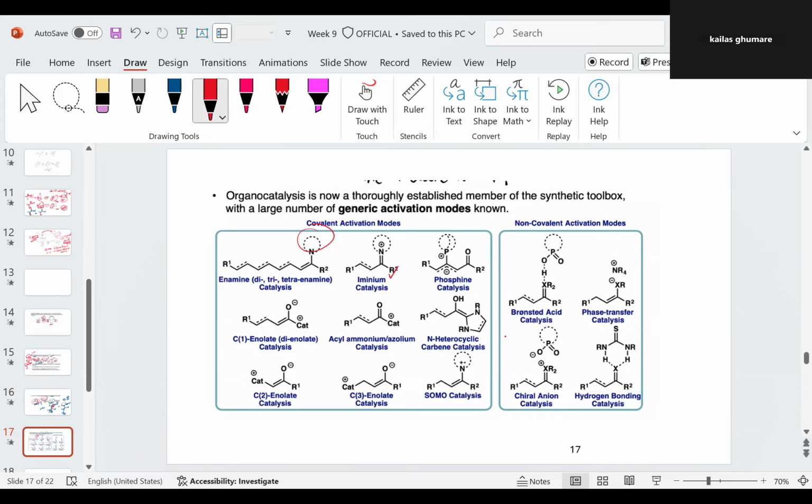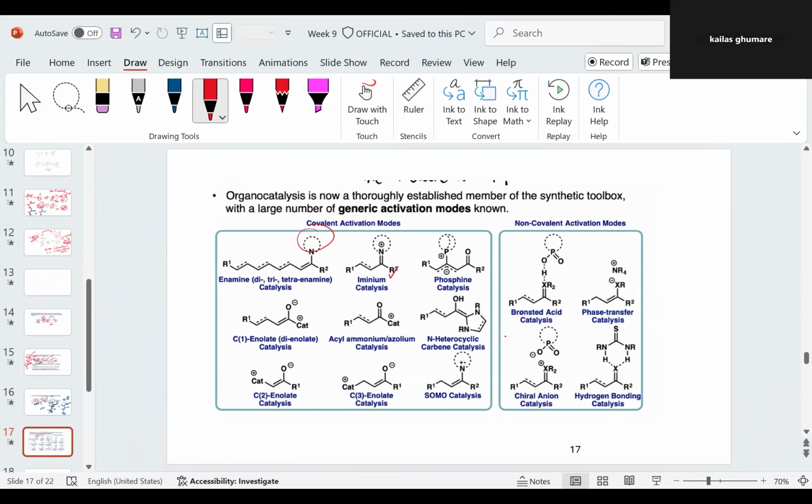So we know there are multiple phosphines available. They are chiral in nature, chiral phosphines. So we can add that chiral phosphine to our substrate, and further, as in the chiral auxiliary method, we can do stereoselective carbon bond formation by using this phosphine-based catalysis.